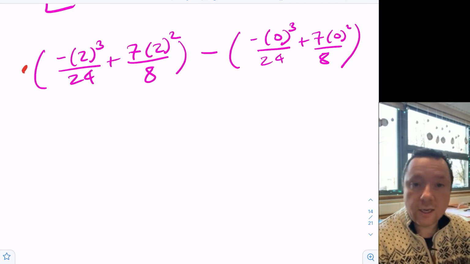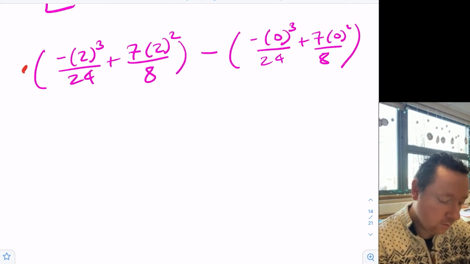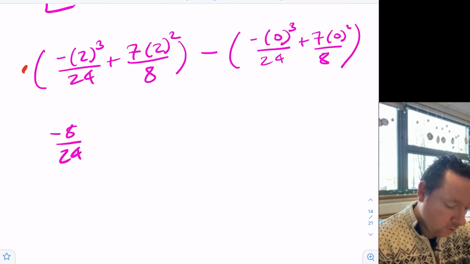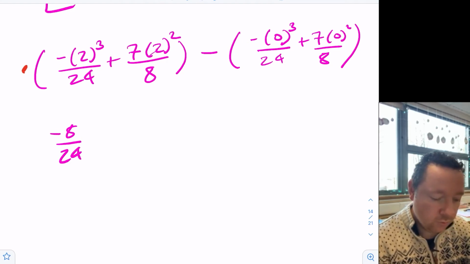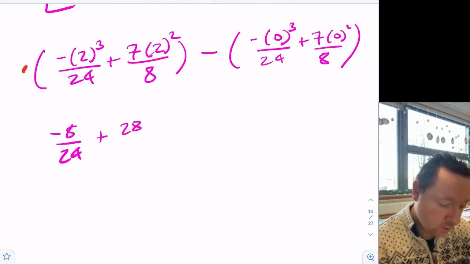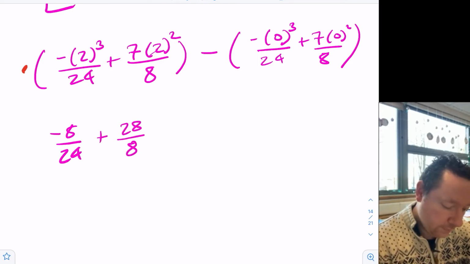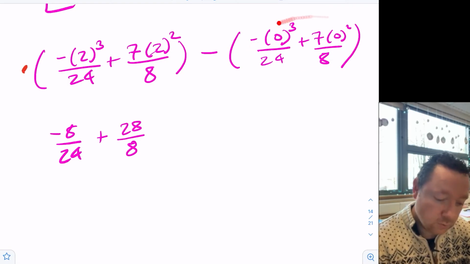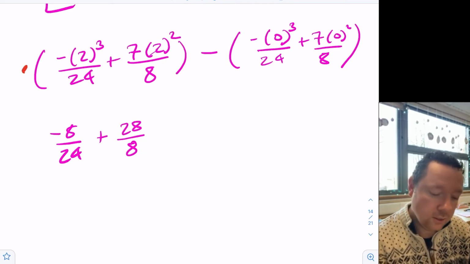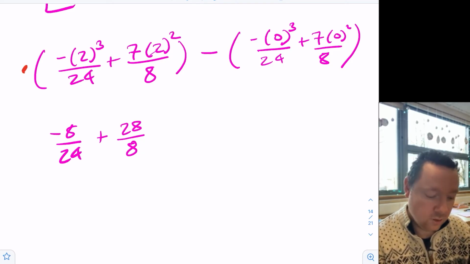So we could use a calculator at this point because it is a calculator paper, but I'll just go ahead and do it without. So we've got 2 2s are 4 times 2 is 8 over 24, so minus 8 over 24. And then the other number, 2 2s are 4, 4 7s is 28, so you get 28 over 8. And luckily, you've substituted 0 in here, so that is a big fat 0 for this. 0 cubed is 0 over that is still 0. 0 squared is 0, over that is still 0.